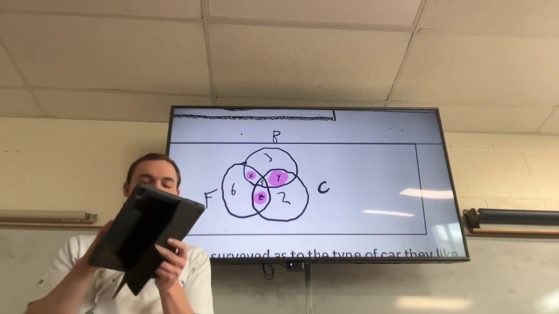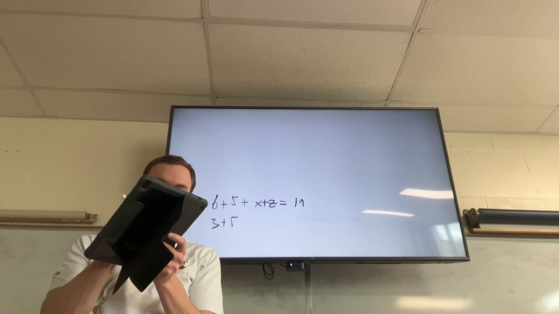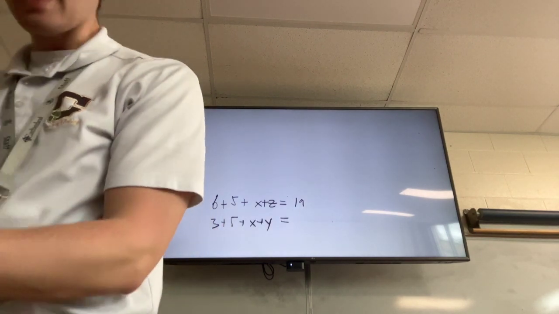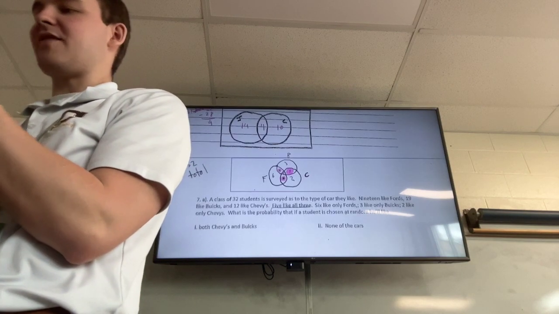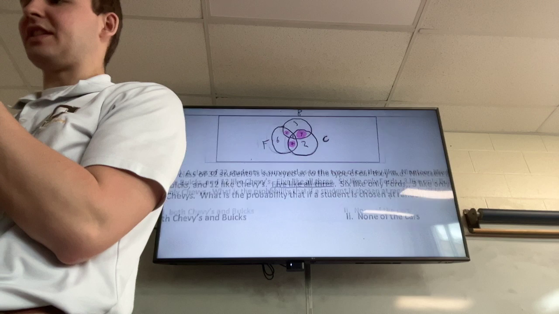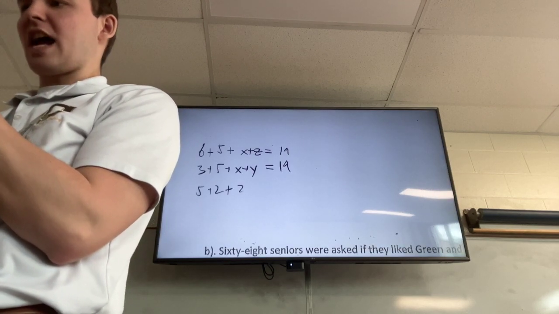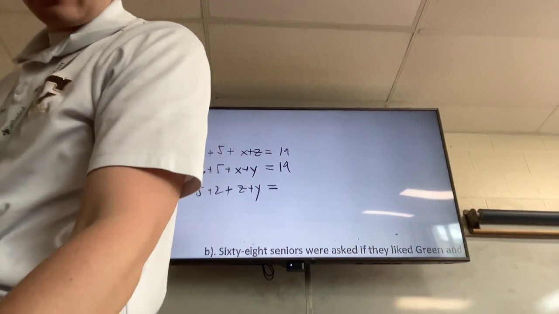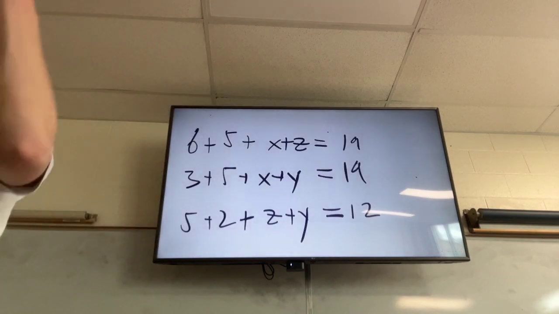Looking at the Buick circle, 3 plus 5 plus X plus Y has to equal how many like Buicks? 19. How many like Chevys? 5 plus 2 plus Z plus Y equals 12. Do you see how I have a system here that I can solve? I can solve that with a matrix and then fill in those numbers.